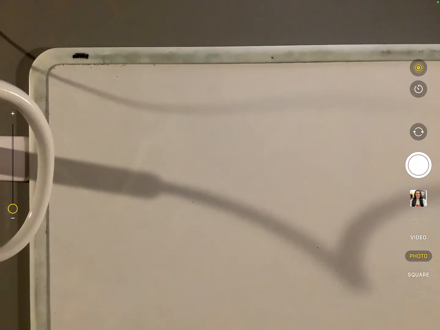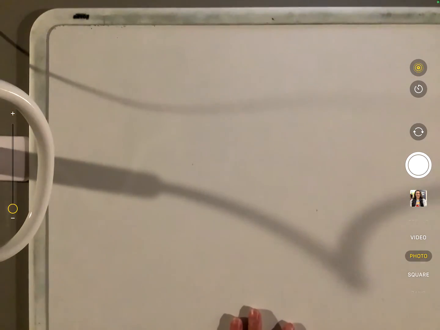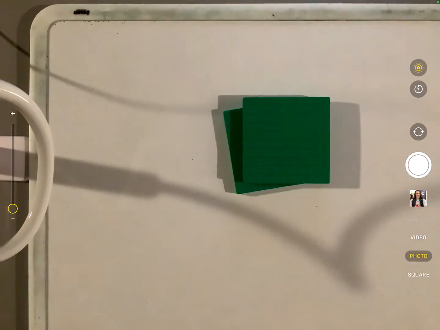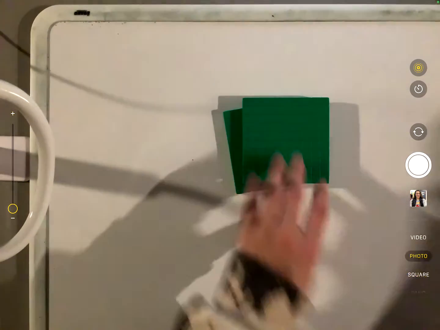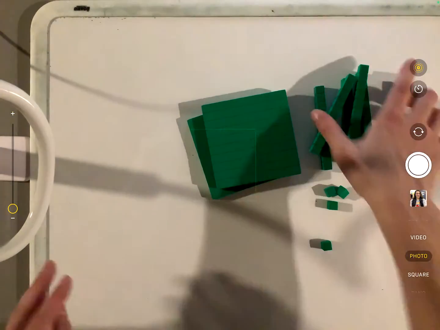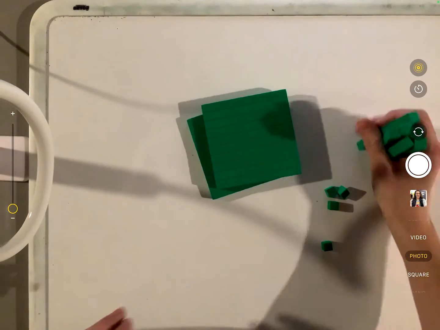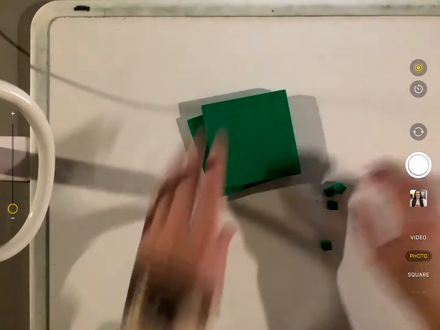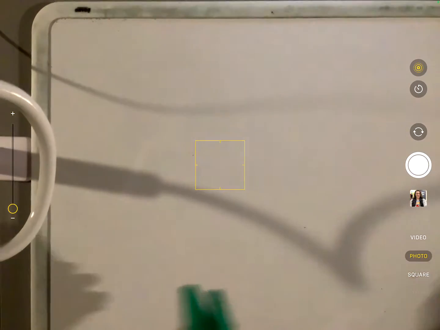All right, I need you to think back to the beginning of the year, and I need you to find these wonderful things. There should be some hundreds, there should be some tens, and there should be some ones, okay? So you need to find those. So pause the video, grab a whiteboard, a marker, and then these green lovely cubes.